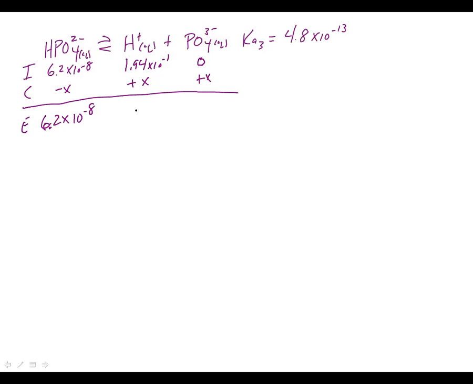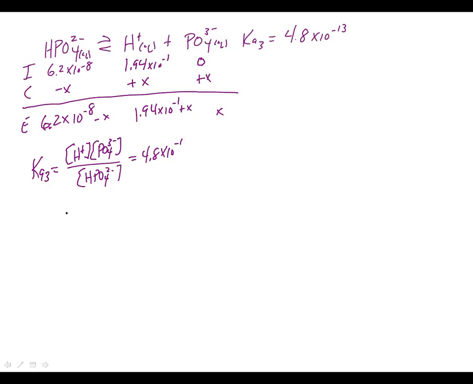Minus x, 1.94 times 10 to the minus 1 plus x, and x going into our Ka3 expression, our products divided by our reactants, going to equal our Ka3 value, which we can see is very small. And we get on top 1.94 times 10 to the minus 1 plus x times x divided by 6.2 times 10 to the minus 8 minus x equaling 4.8 times 10 to the minus 13.